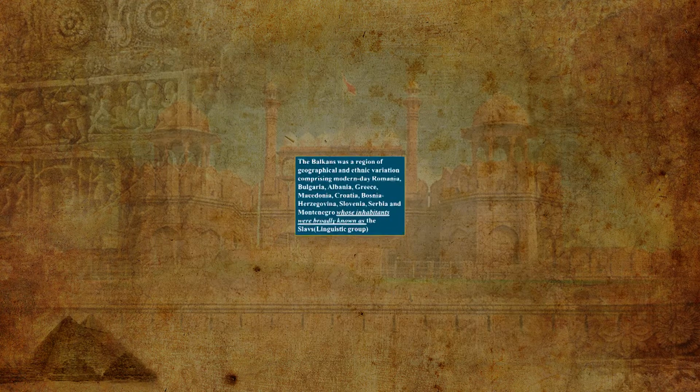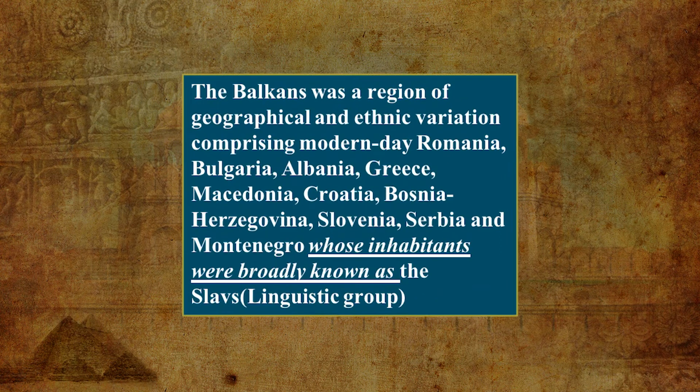Now, this area gets its name after the Balkan mountains in the region. The Balkans was a region of geographical and ethnic variations, as we already discussed about the different countries present there, and they had a very common language, that was Slav, which is based on the linguistic group. A large part of the Balkans was under the command and control of the Ottoman Empire.